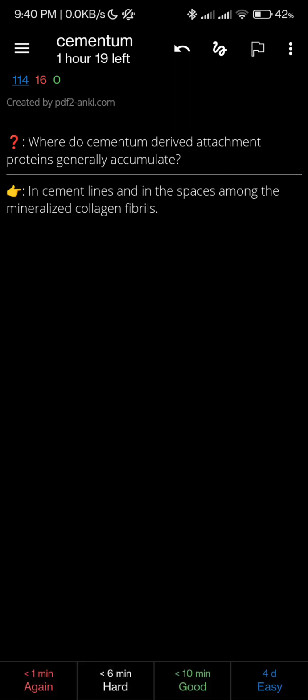Where do cementum derived attachment proteins generally accumulate? In cement lines and in the spaces among mineralized collagen fibrils.